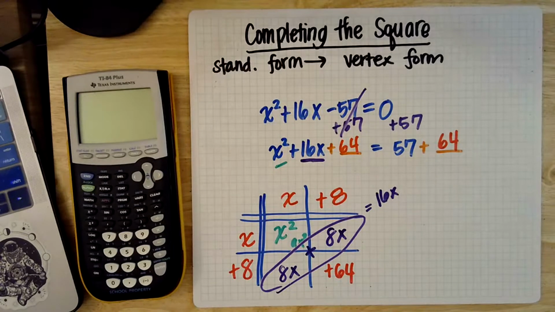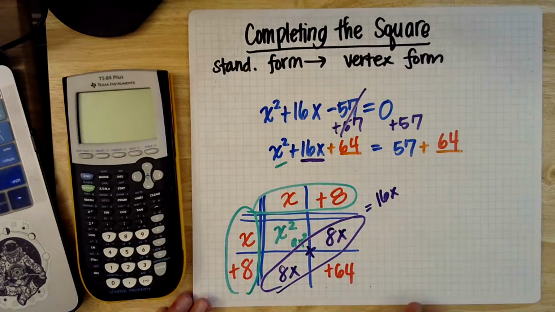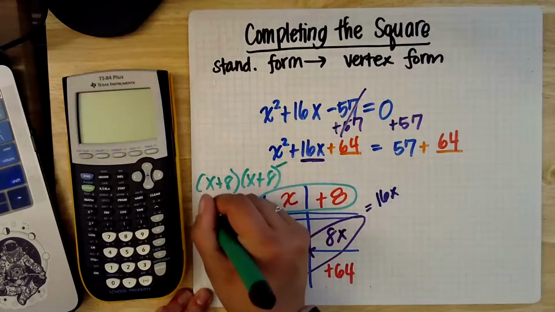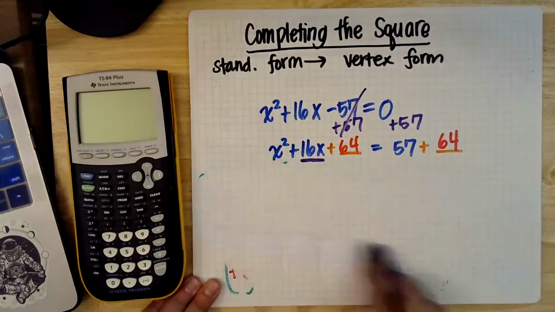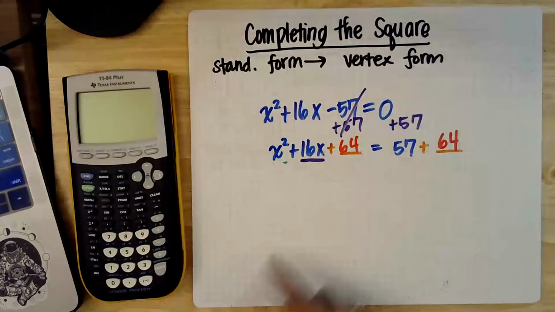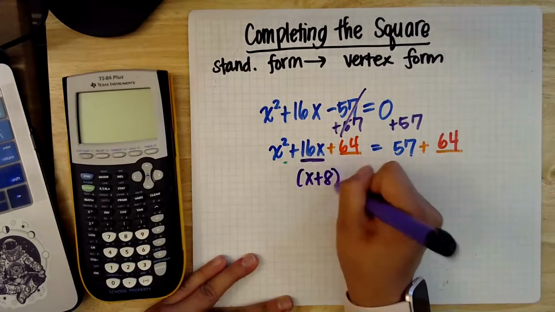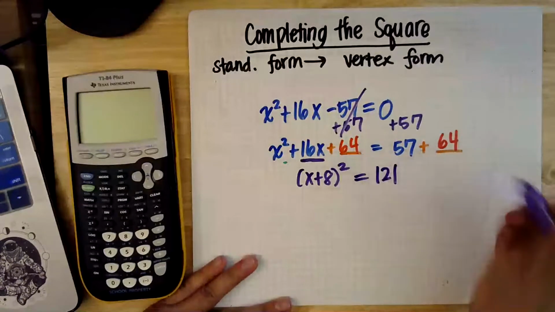So now, notice that I have x plus 8 and x plus 8. Well, x plus 8 times x plus 8 is really just x plus 8 squared. I hope you can see that. Remember, you can rewind this video and replay it, but I need my space to keep on going. So you recognize that I had x plus 8 squared from the box. So I now have x plus 8 squared equals 57 plus 64, which is 121.